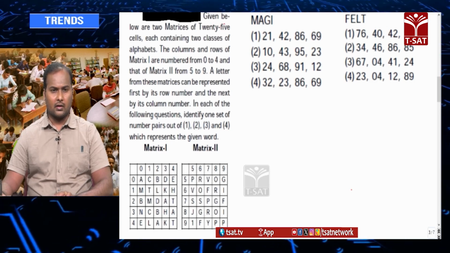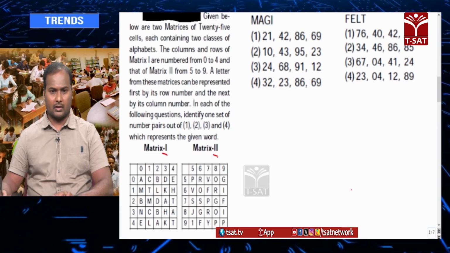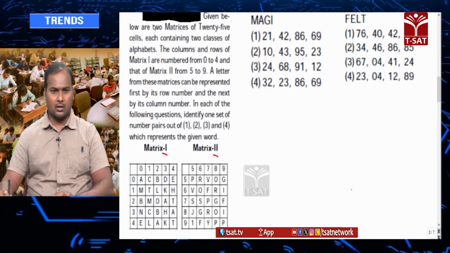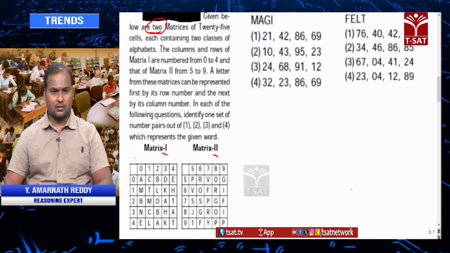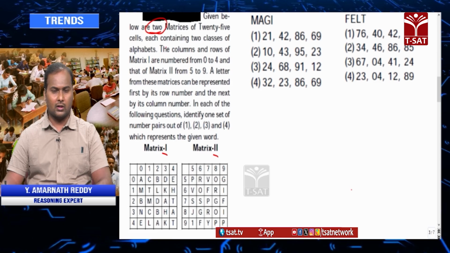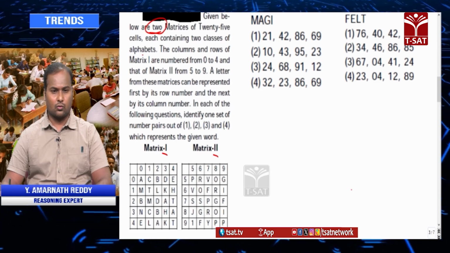It says that given below are two matrices. So you have two matrices, matrix 1 and matrix 2. Given below there are two matrices of 25 cells. So in total, if you count, how many cells do you have? Total 25 cells, each containing two classes of alphabets.